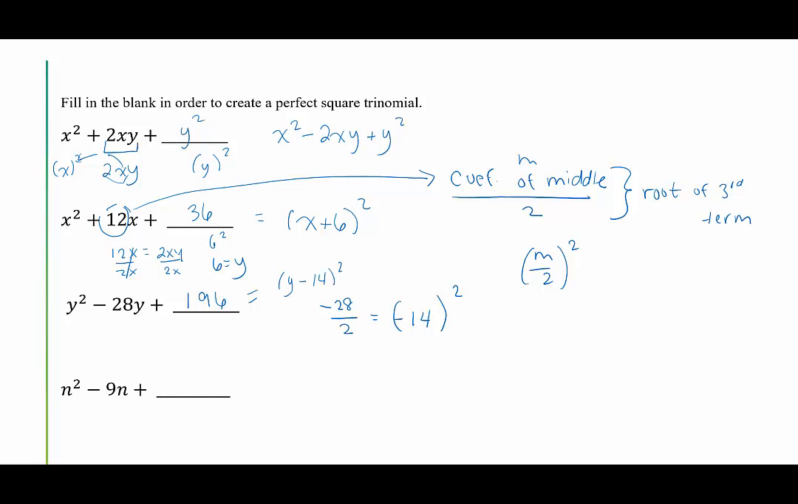In our last example, we have n squared minus 9n plus what? Okay, remember what we do. We take this middle coefficient, minus 9, and cut it in half. That would be minus 9 halves. So there's our root. Now we square it. Again, negative squared turns positive. 9 squared is 81. 2 squared is 4. So the third term will be 81 over 4. And this would factor into n minus 9 over 2, quantity squared.